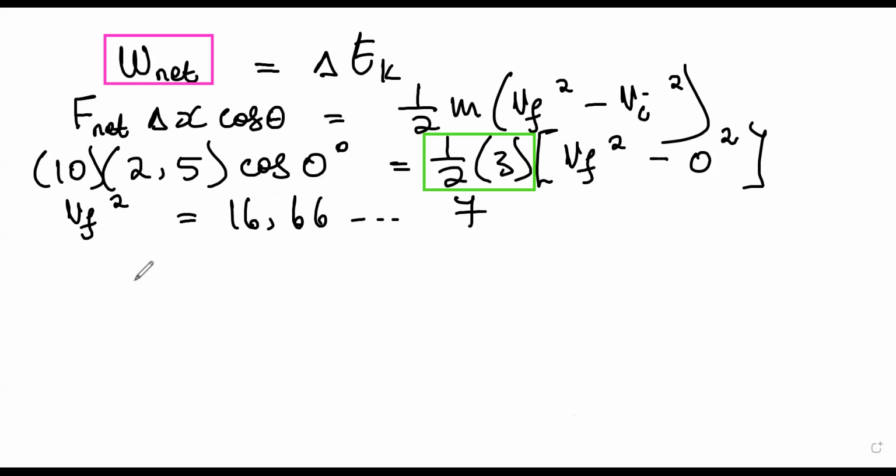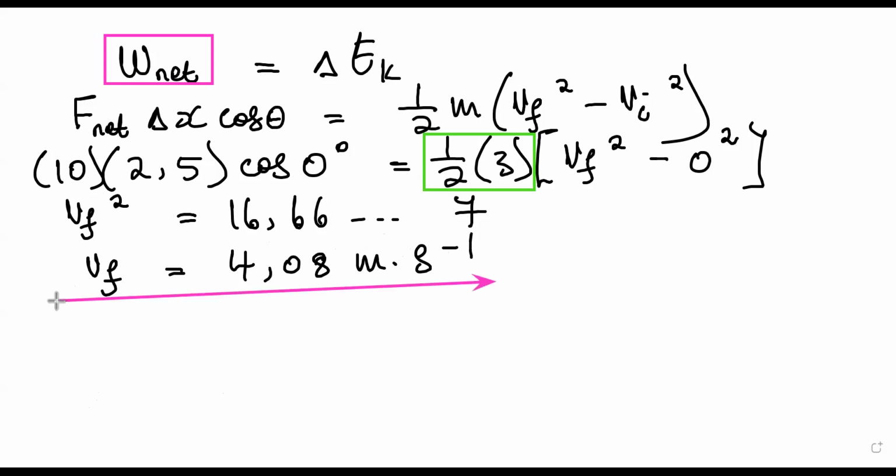And if you find the square root on both sides, you find that the velocity at the bottom of the incline will be 4.0824. And then you say, well, to 2 decimal places, it will be this much.